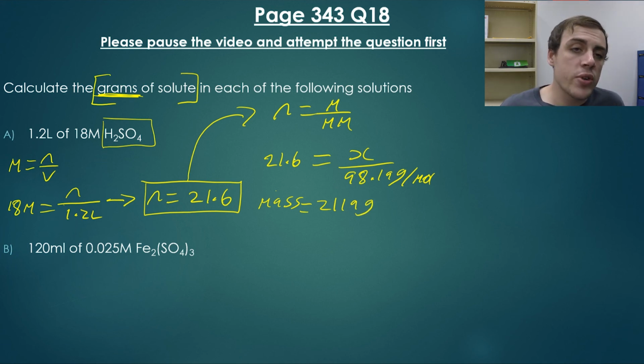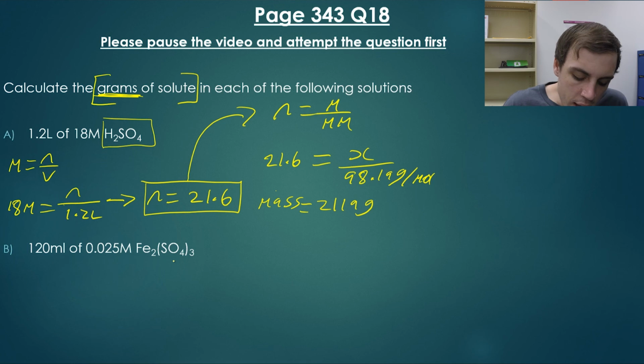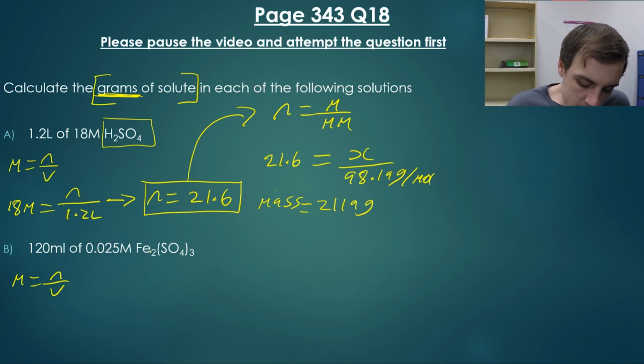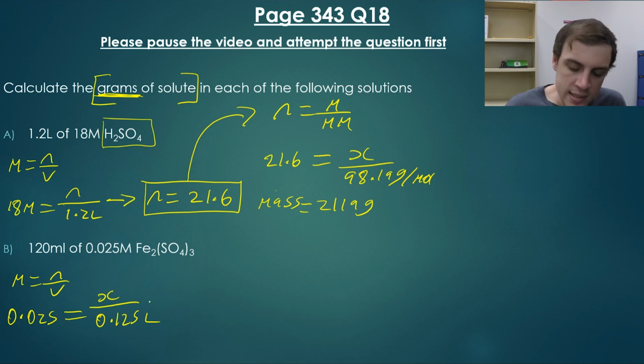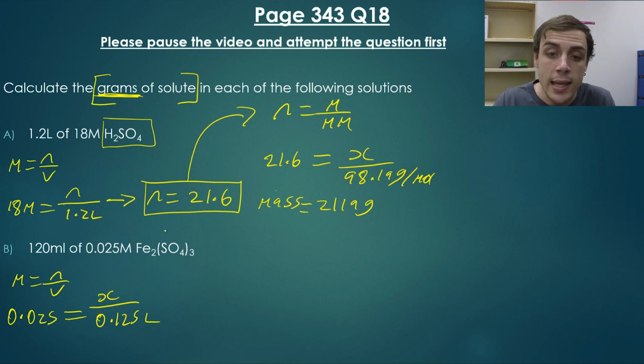This one can be a little bit more tricky because it catches people out who aren't paying attention. So the first thing I do here is the same plan as before. We have a unit of molar, we have our unit volume, so let's convert it into moles so we can convert it again into mass. So molarity is equal to moles over volume. So the molarity, which is 0.025, is equal to the number of moles, which we don't know, over volume, which is 0.125 liters.